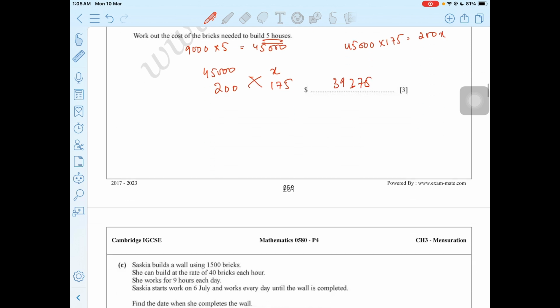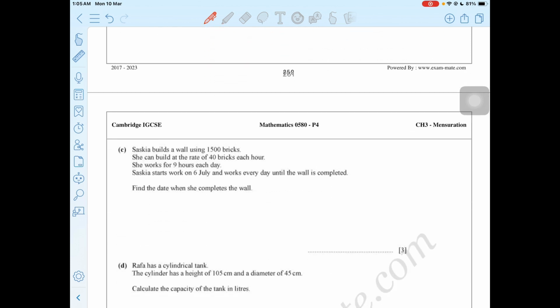Right? Moving on to part C, we have Saskia builds a wall using 1500 bricks. She can build at a rate of 40 bricks each hour. She works for 9 hours each day. Saskia starts work on 6th July. Works every day until the wall is completed. Find the date when she completes the wall.